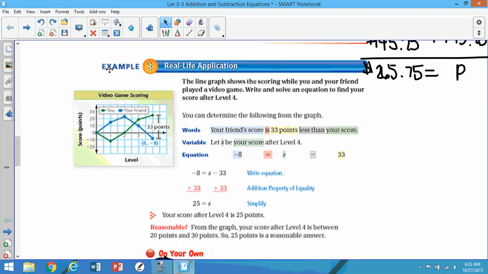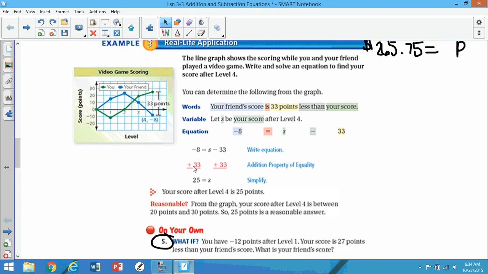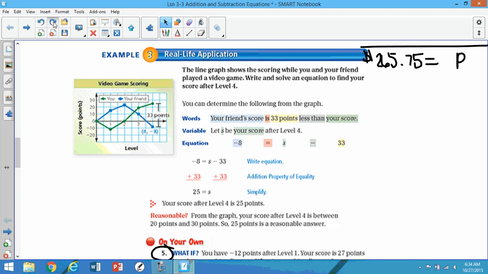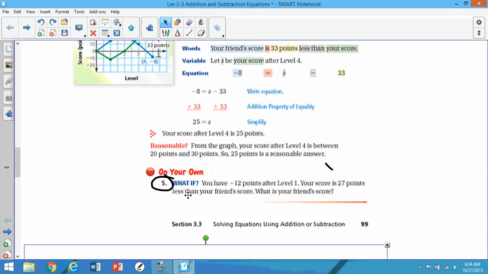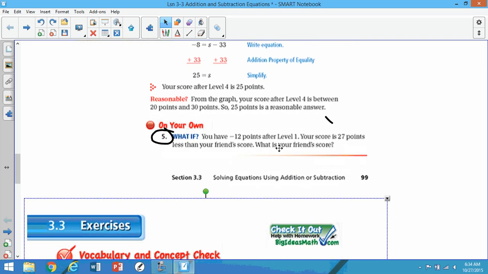Okay, then we have another section where you're dealing with a real-life situation, a word problem, and you are having to change that word problem into an algebraic equation, and then you're going to solve it, just like we did before. Okay? So I want you to do number 5. Pause your computer and let's watch number 5.